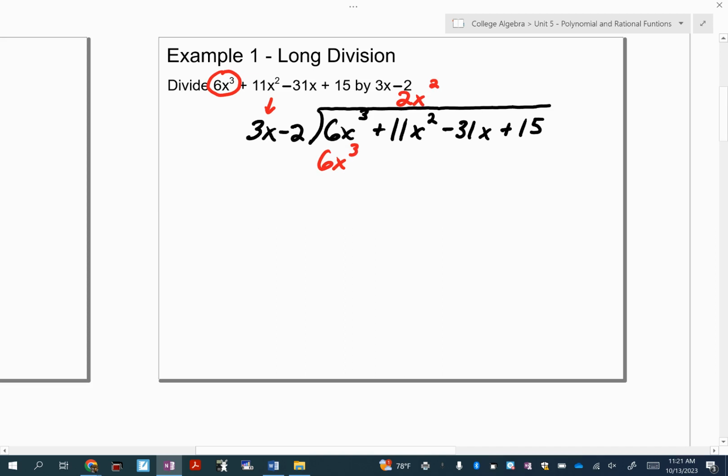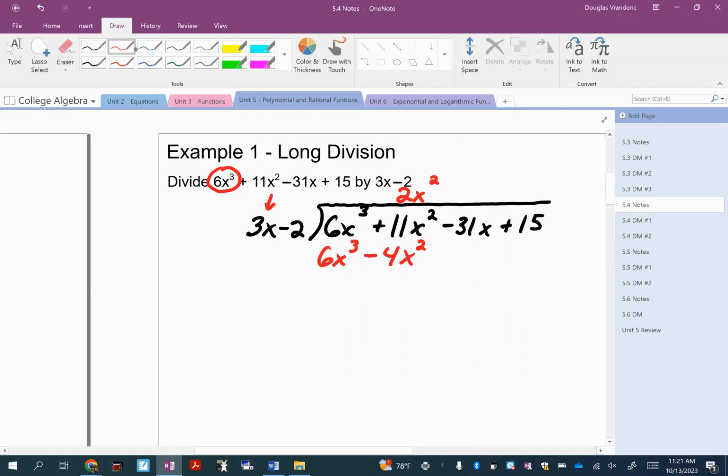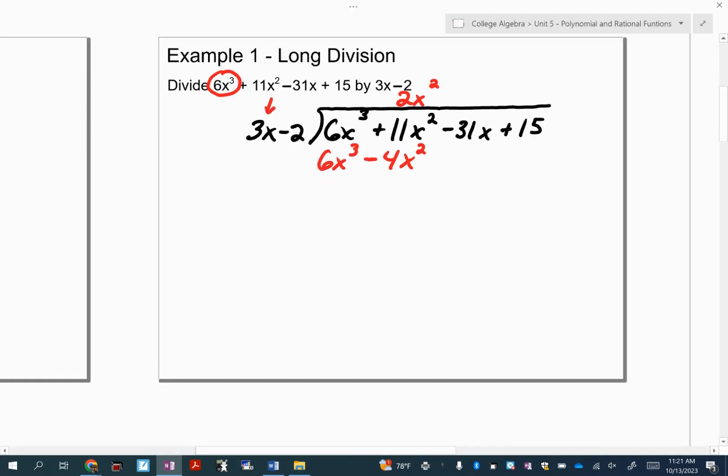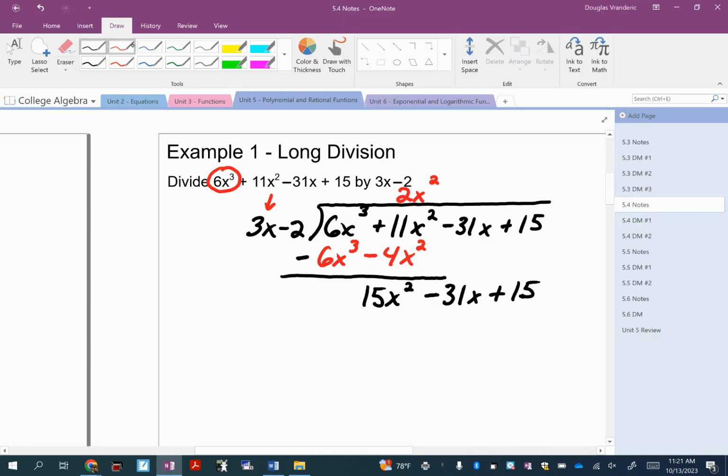And then there is a second term in the divisor, so don't forget to multiply whatever term you choose. In this case, I chose 2x squared. Multiply that by negative 2 to get minus 4x squared. You can see where I wrote it above the squared term, just to help your brain organize it. Remember, in long division, we're going to subtract. That should be 0 in the first subtraction. And then 11x squared minus a negative 4x squared is actually 15x squared. Bring down the other terms in your dividend and repeat the process.